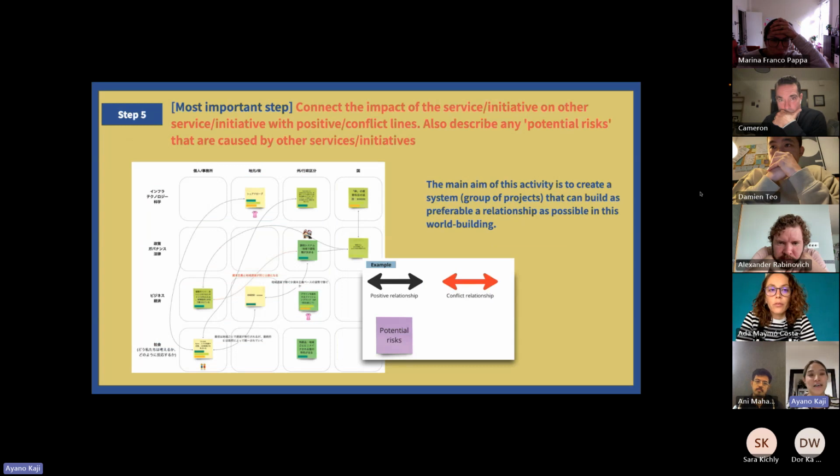Then this is the most important step. Connect the impact of service or initiative on other services or initiatives with positive and conflict lines. Also describe any potential risks that are caused by other services or initiatives. So the main aim of this activity is to create a system that can build as preferable a relationship as possible in this world building.